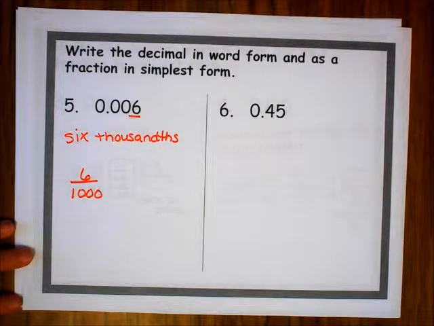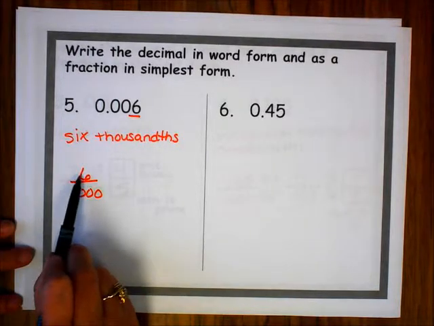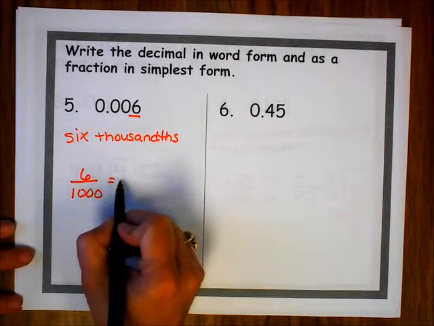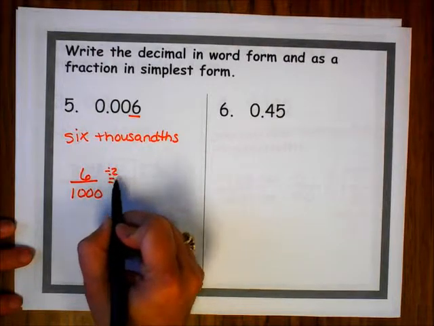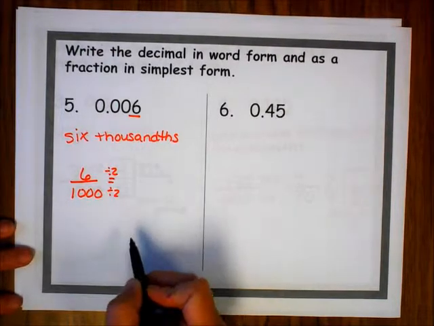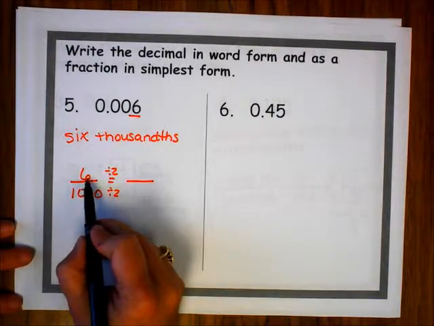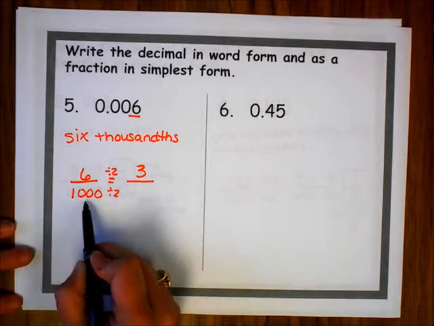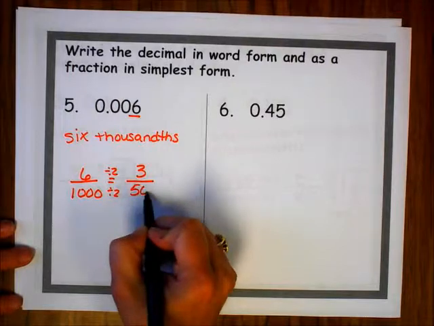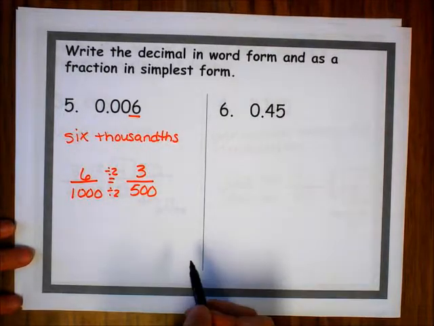Now I need to simplify. I notice that both numbers are even, so I know I can always divide by 2 if they're both even. Remember, when I divide by 2, it's like taking half. So half of 6 is 3. Half of 1,000 is 500.